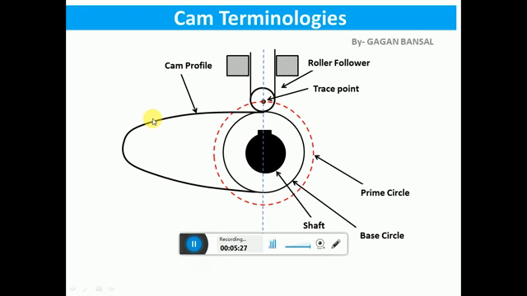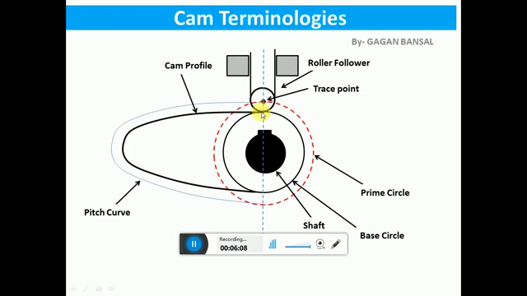Now what is a pitch curve? It is the path of the trace point. You can see this is the trace point. So it is the path of the trace point, assuming that the cam is fixed and the follower moves around it. The path which is followed by the trace point is known as the pitch curve, and it is also based on the principle of kinematic inversion, where we consider that the cam is stationary and the follower is moving around it.